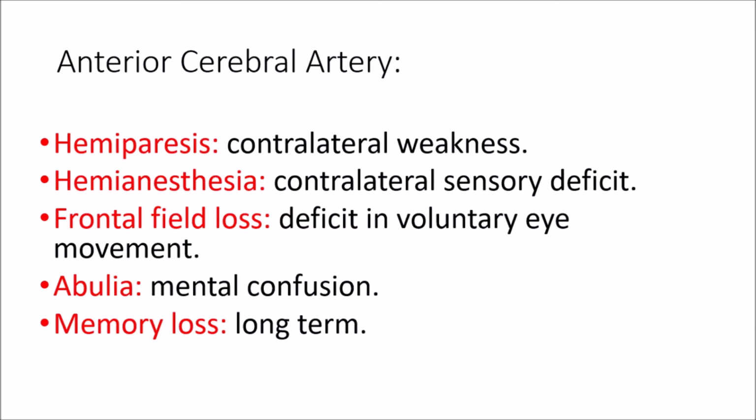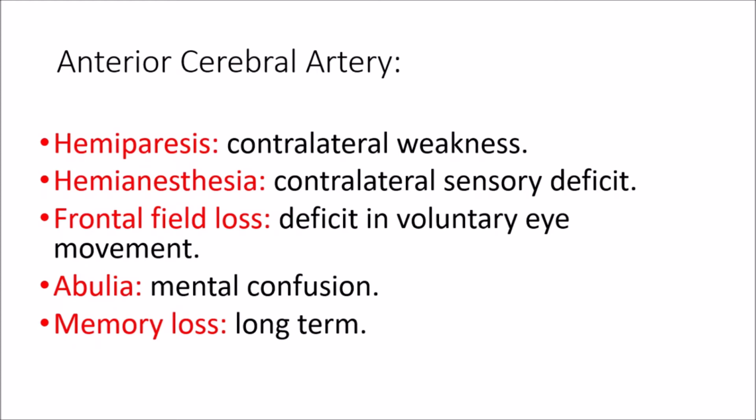In ACA, weakness and sensory loss are both more common in the lower limb as compared to the upper limb, and motor loss is greater than sensory loss. So in ACA, the lower limbs, the legs, are more involved than the upper limb, and motor loss is greater than sensory loss. Next is hemianesthesia, a sensory loss on the contralateral side, opposite to the lesion in the brain.